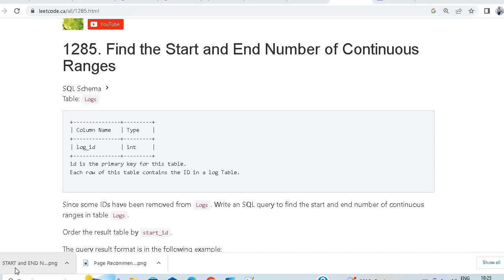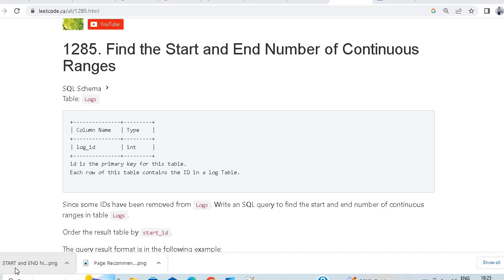Today we are going to discuss problem number 1285. This problem has been asked in multiple top-notch product-based companies like Facebook, Amazon, Flipkart. So let's start with the problem. This is a medium type problem. The problem is to find the start and end number of continuous ranges.